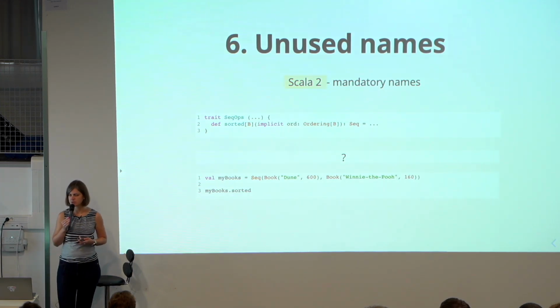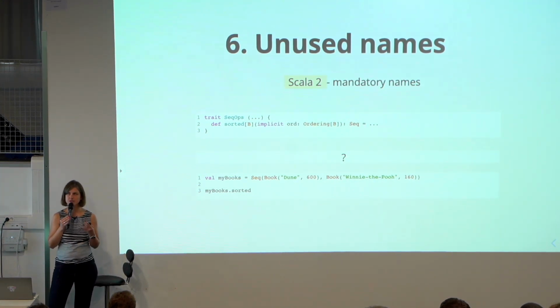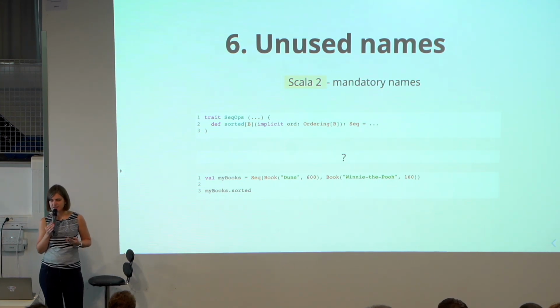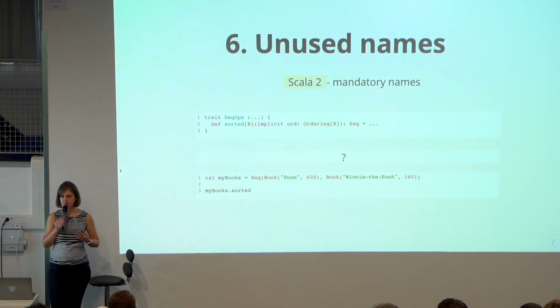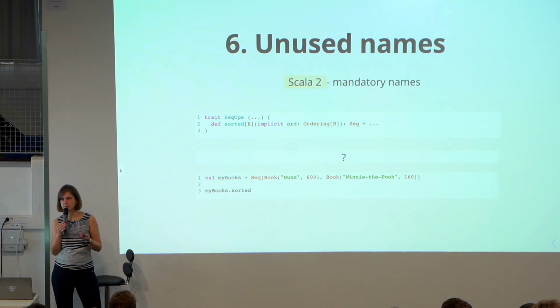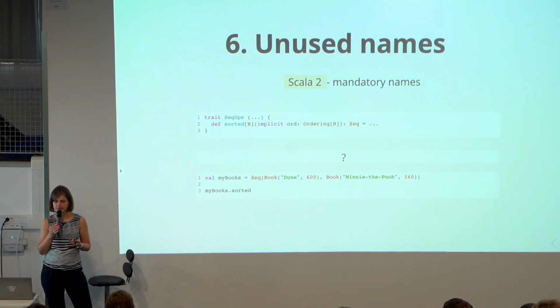And now there are also unused names. So this is one of my favorites because it's a really small improvement to the language, but it makes everyday life so much easier. So in Scala 2, the names of the implicits were mandatory. Let's imagine we have our books, we have a sequence of books and we would like to sort them. So in order to not reinvent the wheel, we are using the sorted method from the Seq, because we want to use it like below. But if you see at the top, there is this implicit parameter list with the implicit ordering, because we need to tell the compiler how we want to order the books. Is it according to the name, according to the number of pages, or something like that?